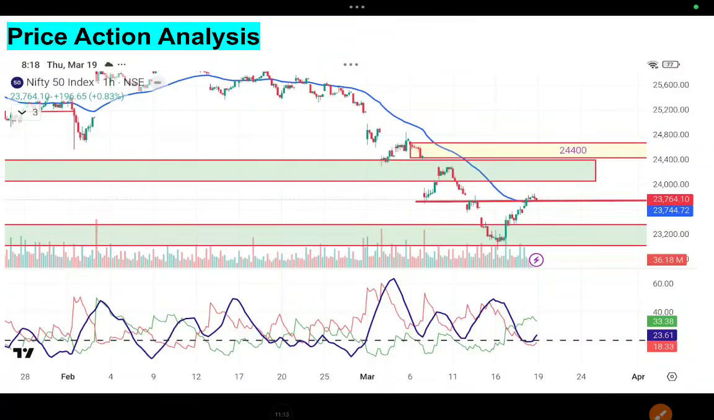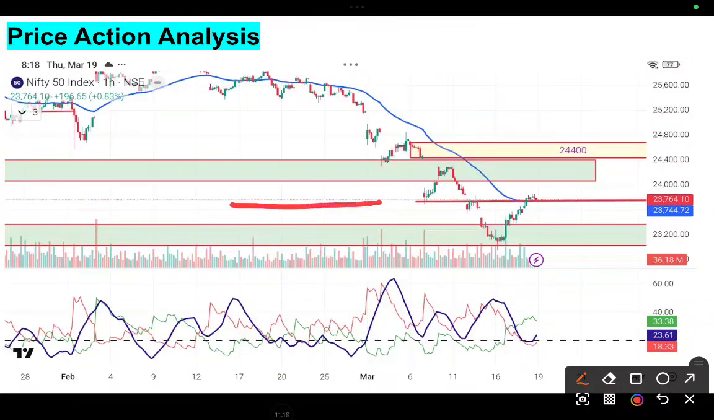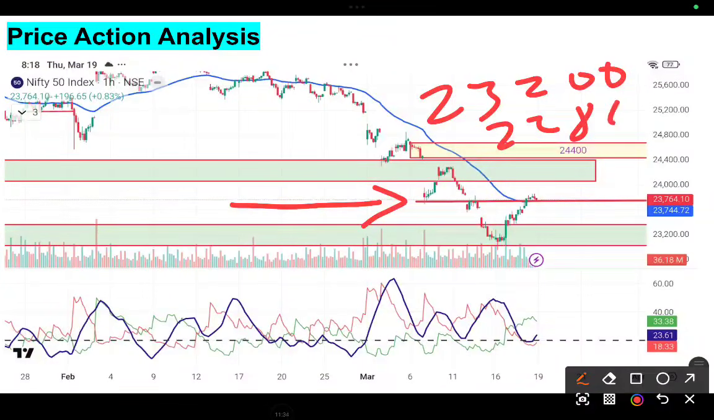So I think Nifty 50 part we already covered. This was a level which I was expecting to act as a resistance, and exactly from this level it has taken a U-turn. So the next target I am expecting is 23,200, and the next one will be 22,800. I will see if this ADX inches above, then we can see it will be easy for the market to fall down to around 22,800.